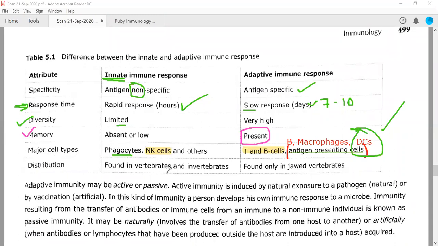Distribution: found in vertebrates and invertebrates, it is in all of them, but this adaptive immune response is found only in jawed vertebrates. So the majority of higher animals show this adaptive immune response.